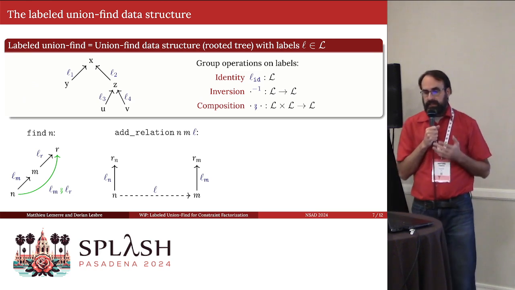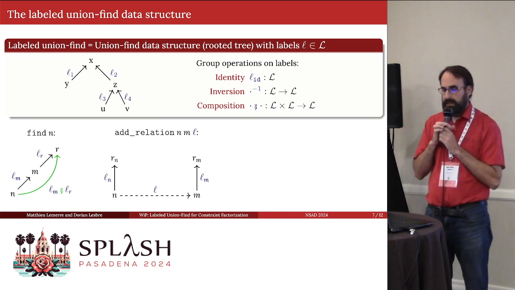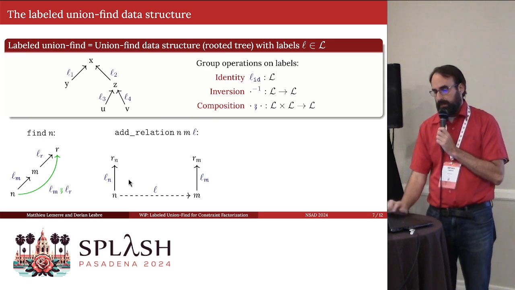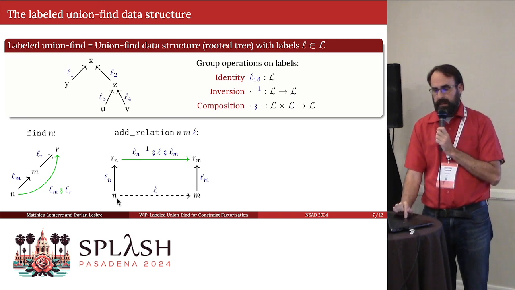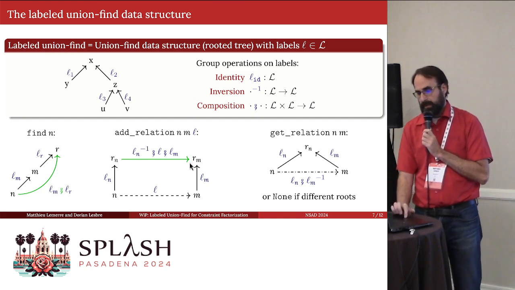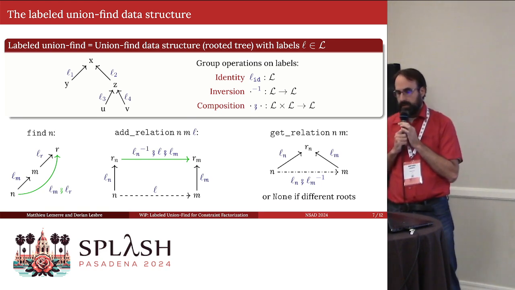Another operation is the add relation operation, which corresponds to the union in union-find. So the idea is that if we learned that there is a relation between n and m, and this relation has label L, then we will be adding a new relation between the roots. So we compute the root of n, which is Rn, the root of m, which is Rm, and we add this link, which is basically inverse of Ln, then L, then Lm, between Rn and Rm. And the last operation that we need is get relation.